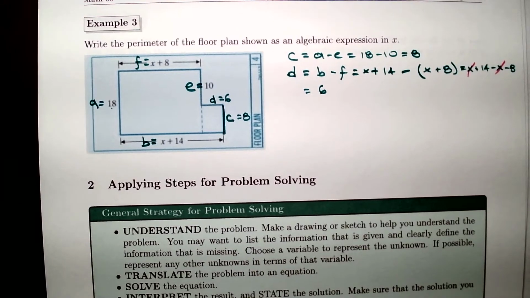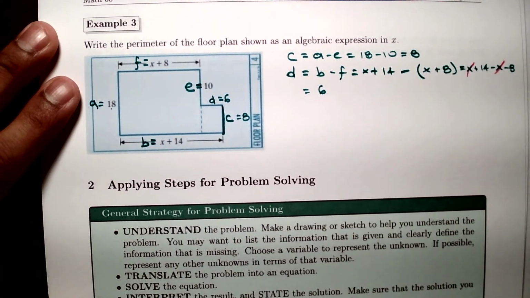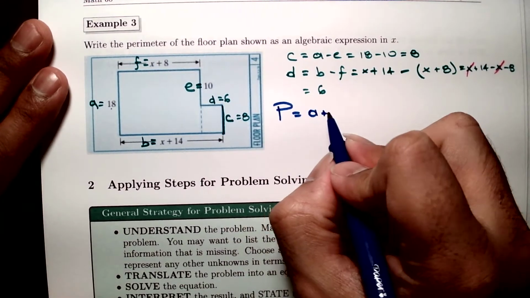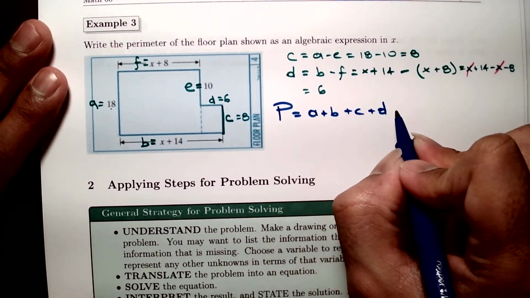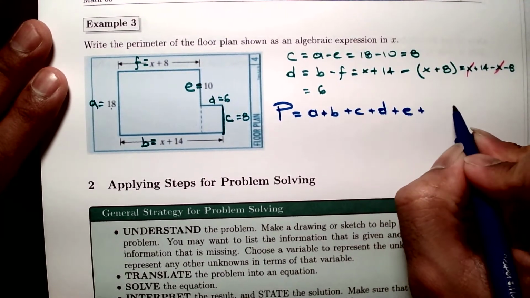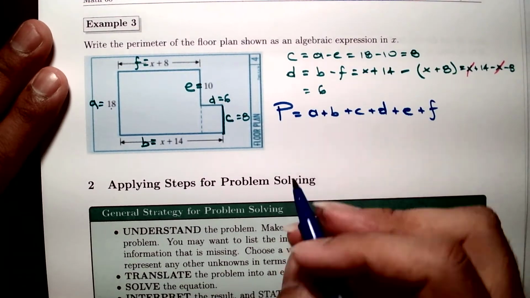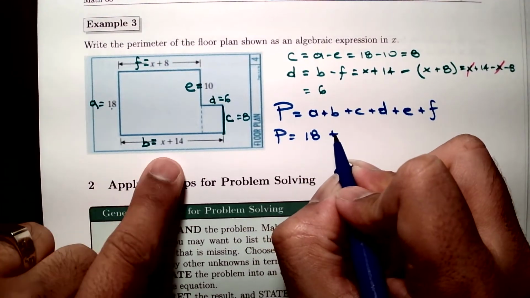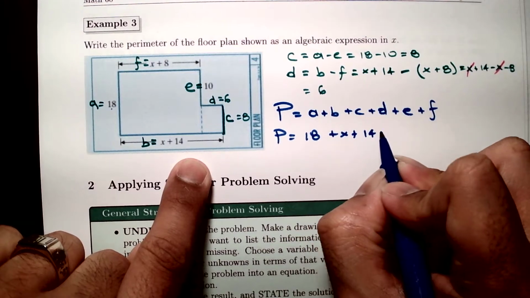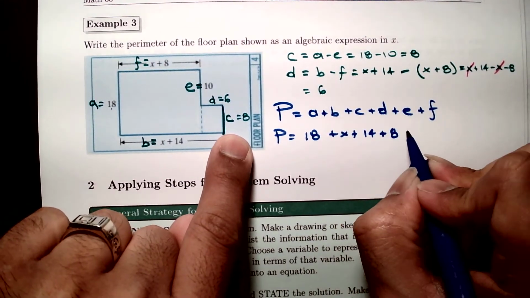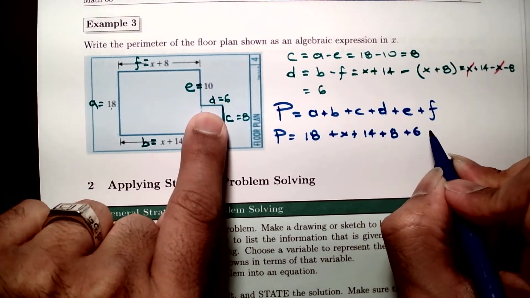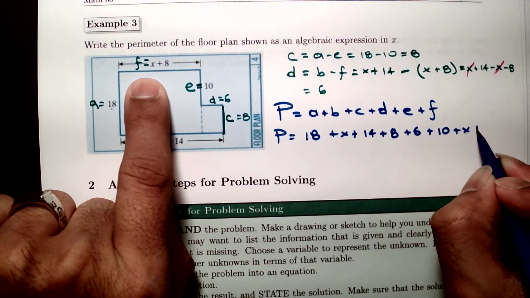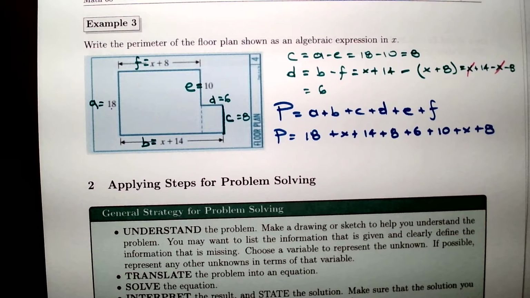All right? So now the perimeter, which will be big P, will be the sum of all the sides: A plus B plus C plus D plus E plus F. What is A? That's 18, plus B, which is x plus 14, plus C, which is 8, plus D, which is 6, plus E, which is 10, plus F, which is x plus 8. And all we do is add those quantities together.